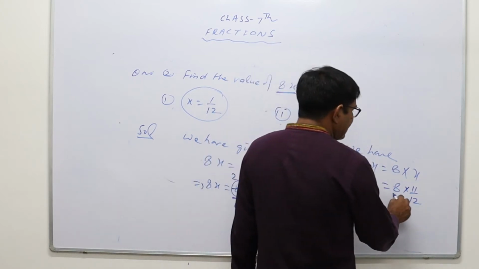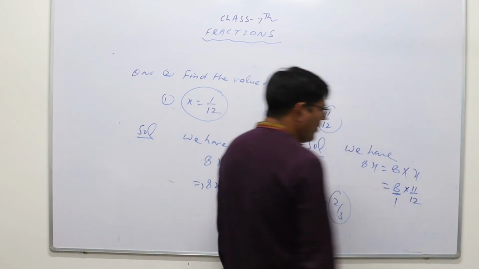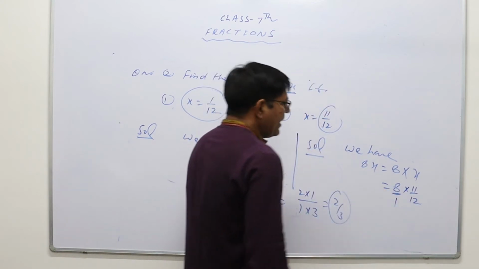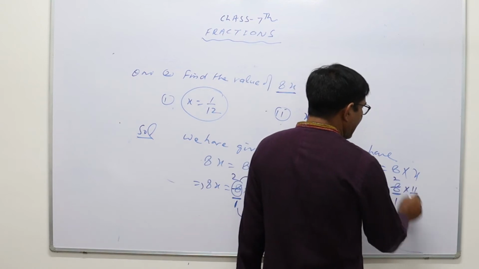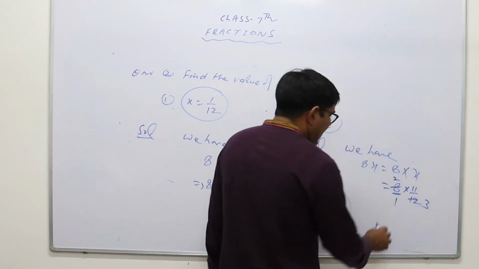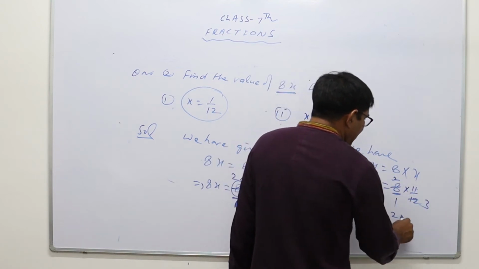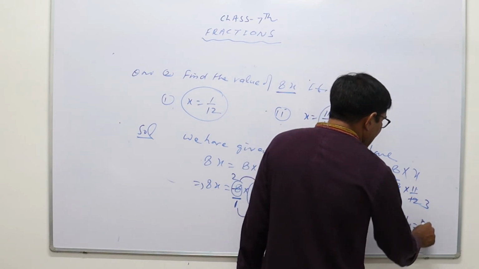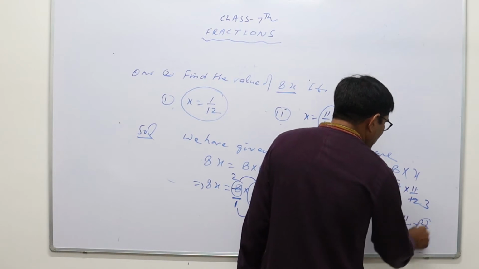Again we can write this whole number 8 as 8 upon 1. Now in the multiplication, 4 is the common factor. So 4 twos are 8 and 4 threes are 12. Now numerator 2 into 11 and denominator 1 into 3. So it will be equal to 22 upon 3.